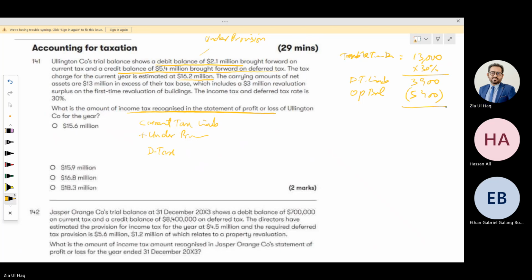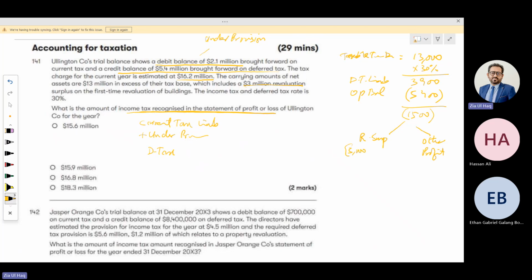5,400. So we arrive at how much? 1,500 negative. In this negative, there is a part relating to revaluation surplus and a part relating to other profit. For the revaluation surplus, they have stated 3 million, so we can say 3,000.